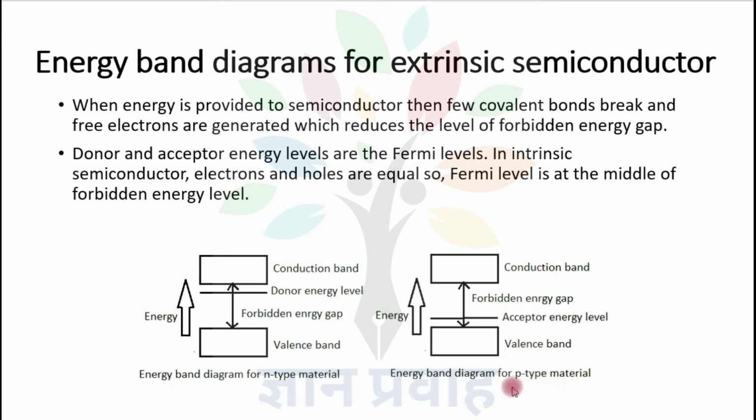While in P-type material, the Fermi level is close to the valence band because a number of holes are there. The holes stay in the valence band, so the acceptor energy level is close to the valence band. Now the current conduction is due to the flow of these holes. The holes are the vacant positions of electrons.